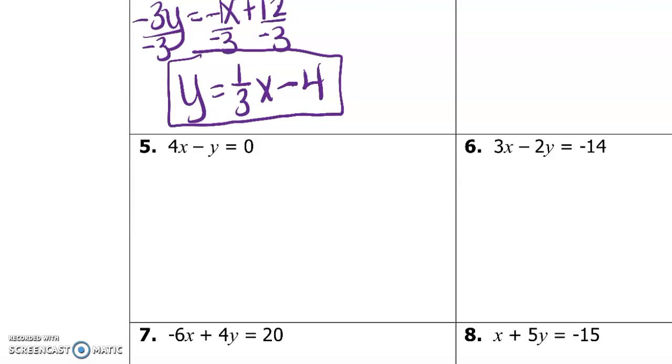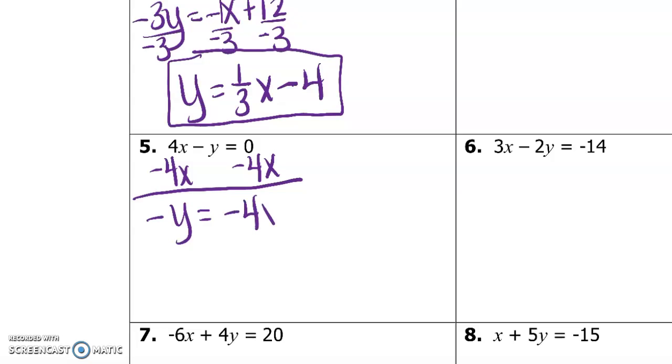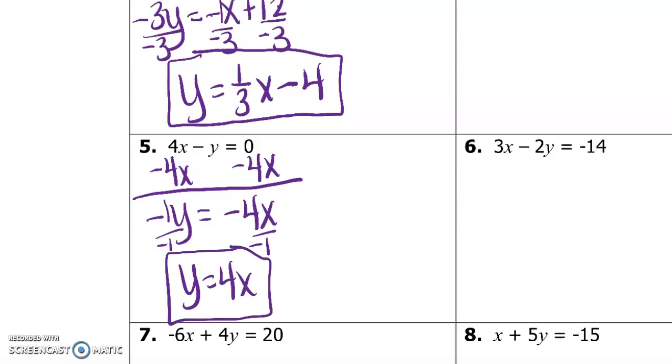Number 5, you're going to subtract the 4x. So the nice thing about these is the steps are pretty much the same. You're always going to add or subtract your x term over first. We have a negative sign, and then y equals negative 4x. You don't need to put plus 0. Again, this is like having a negative 1, so divide everything by negative 1. Y equals 4x is your final answer.